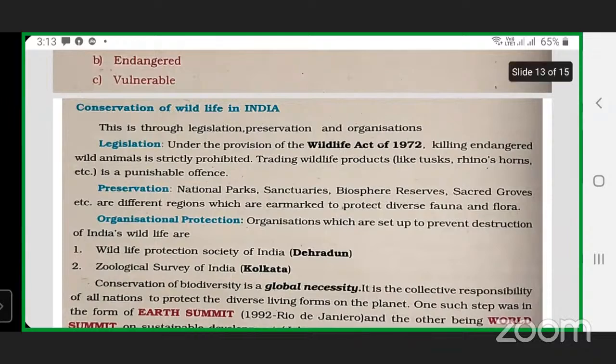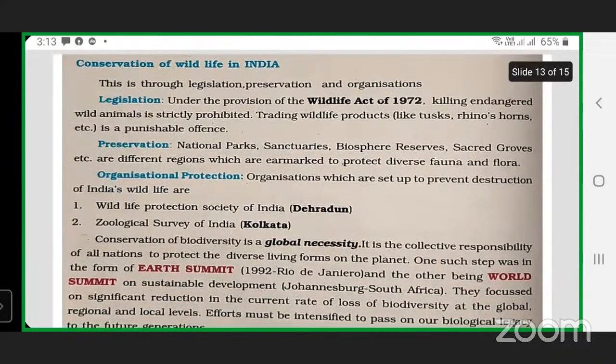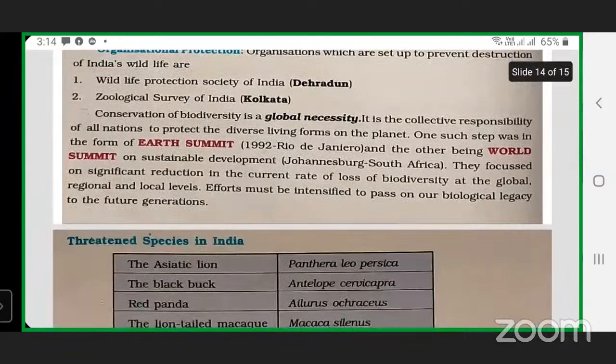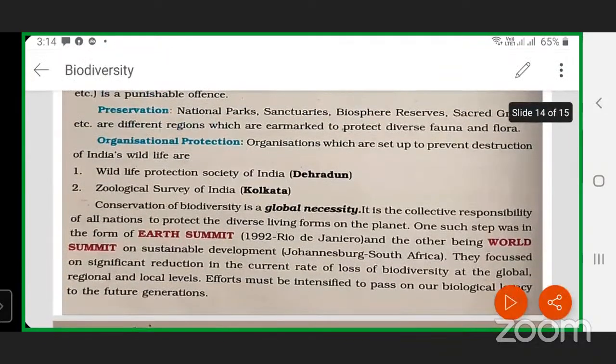Then organizational protection. What is organizational protection? How should we protect? Organizations which are set up to prevent destruction of India's wildlife. What are they? Wildlife Protection Society of India. Where is it? It is located in Dehradun. Wildlife Protection Survey Society of India, which is located in Dehradun. Then Zoological Survey of India, located in Kolkata. These two are the organizational protection agencies.